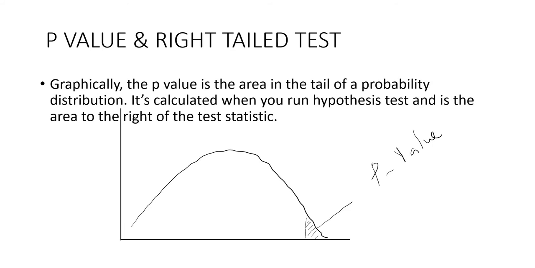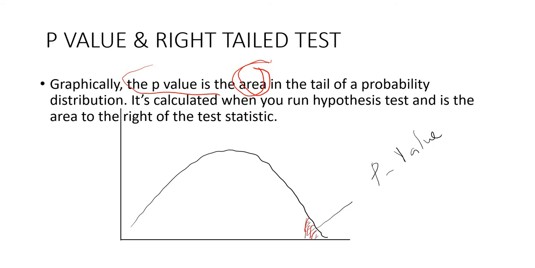You need to understand what is right tail test, what is left tail test and two tail test. I have separate videos in the playlist statistics. You can watch it. Graphically, the p-value is the area in the tail of the probability distribution. This area, very important. P-value is this area. This is the tail of the probability distribution.